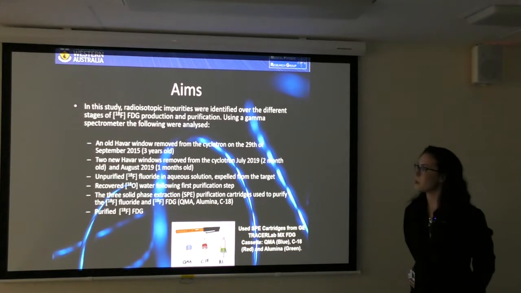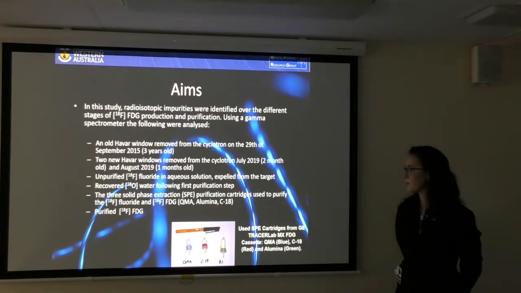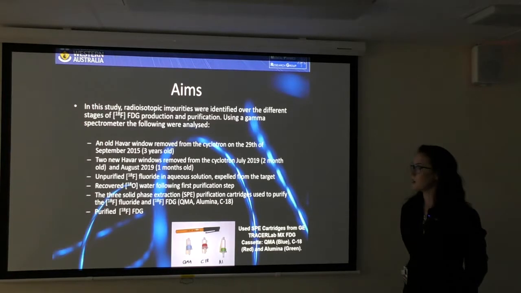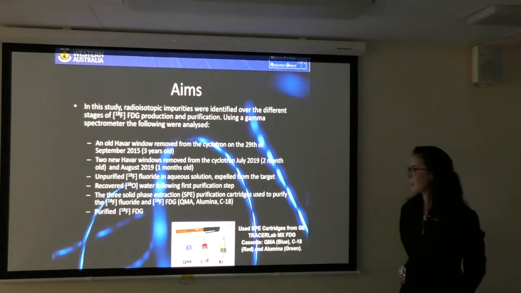I also measured the unpurified fluoride in aqueous solution after it had been expelled from the target. We also have the recovered O18 water following the first purification step, the 3 solid phase extraction and purification cartridges, which were the QMA, alumina, and C18, and then last but not least, the purified F18 FDG.